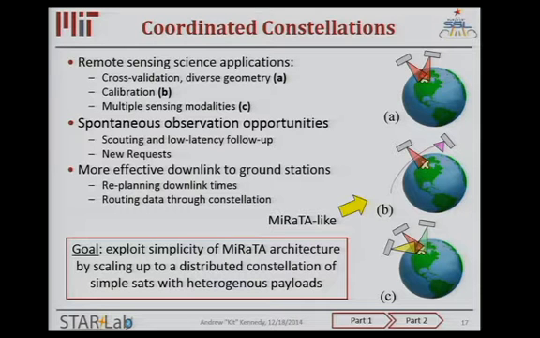And then, on a constellation, you could have more effective downlink to ground stations by using it as an ad hoc network, routing data through the constellation and basically reducing latency by forwarding information to the CubeSat that is closest to a ground station at a certain time. And so the goal is to exploit the simplicity of the MiRaTA architecture, that simple state machine, and scale it up to a distributed constellation of simple satellites with heterogeneous payloads.